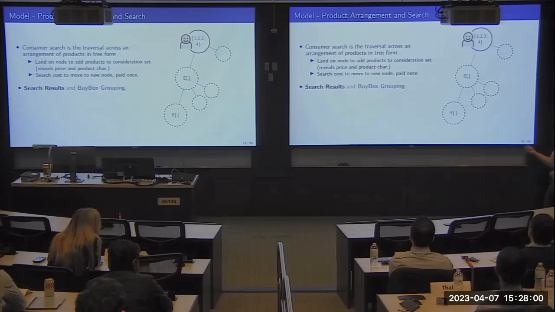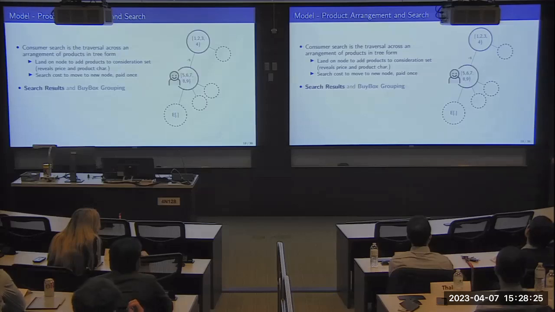If they want to see more products, and here search is scrolling down in the search results, they have to pay a traversal cost that's kind of interpreted as the cost of taking in that information. They can do so, but they only have rational expectations of what products might be in the next screen's worth of search results. They don't know exactly what will be there. If they choose to search, then that information is going to be revealed, and those products are going to be added to their consideration set.